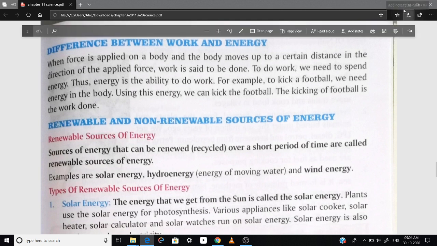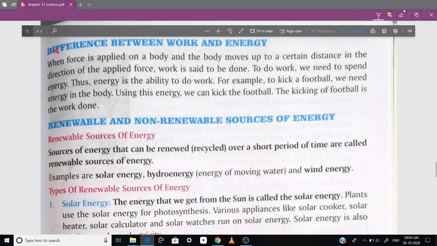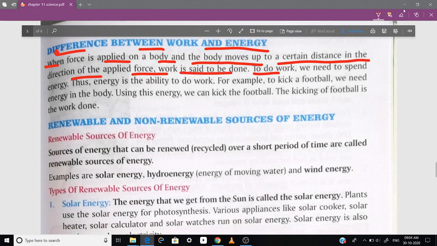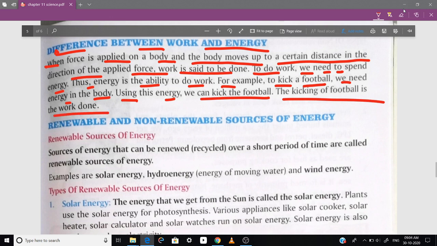Now the next topic is the difference between work and energy. When force is applied on a body and the body moves up to a certain distance in the direction of the applied force, work is said to be done. To do this work, we need to spend energy. Thus, energy is the ability to do work. For example, to kick a football, we need energy in the body. Using this energy, we can kick the football. Kicking the football is the work done. So, when we do any work, energy is required.